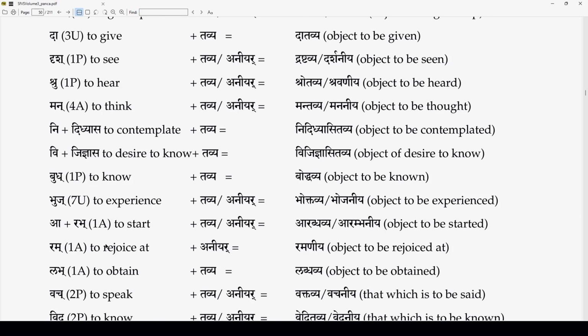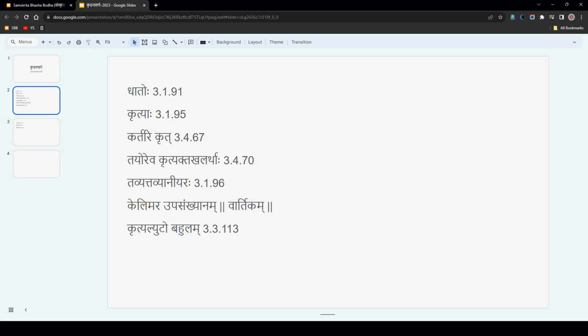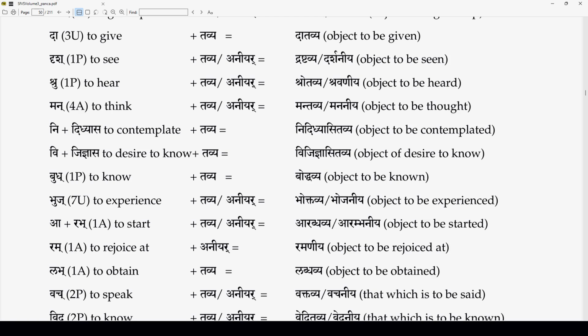Okay, so you can take those examples a little later, but let's quickly cover this Kelimar. Before that, a couple of examples. For example, let's take this Bhuja: bhaktavya, bhojaniya, object to be experienced. Or Ramaniya, that will be easier. So what is a Ramaniya? Can somebody use it in a sentence?